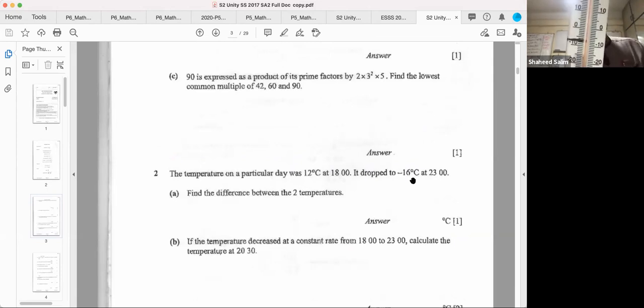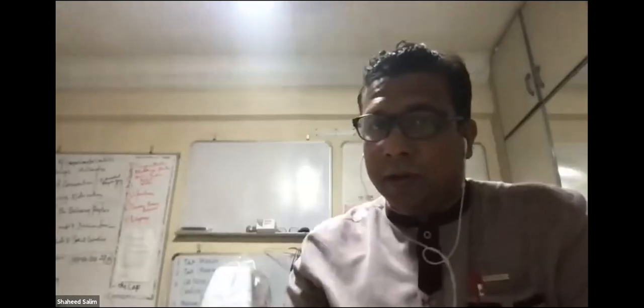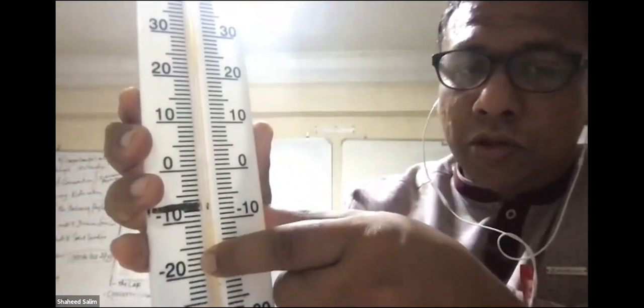You must be able to see this. They are talking from where? From 12 until minus 16. You must be able to understand the concept. Down here, you can see 12 is here, no? 12 is somewhere here. Minus 16 is below, down here. So between the two is how many degrees? They're asking you that. Okay, you try again.